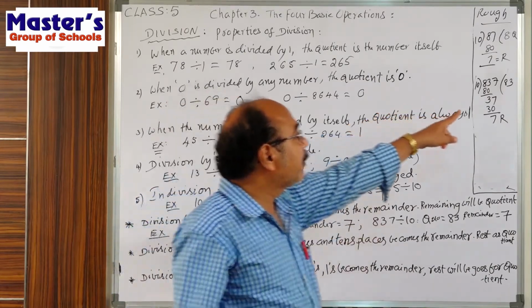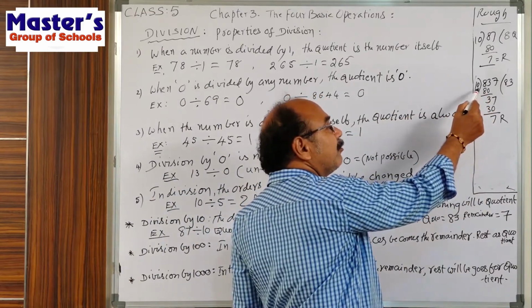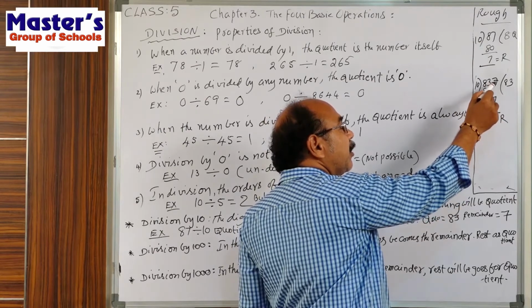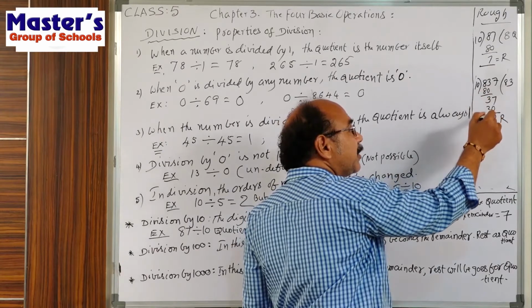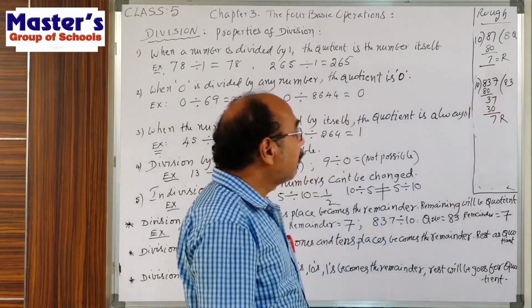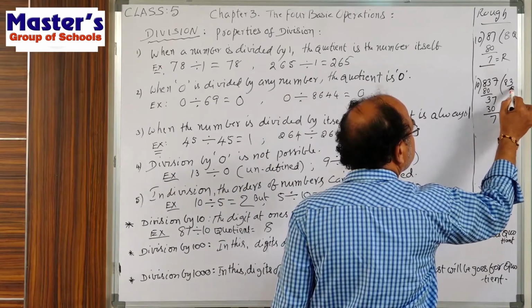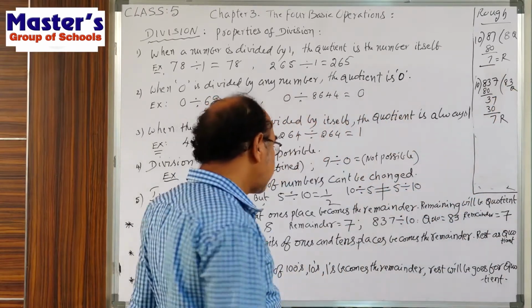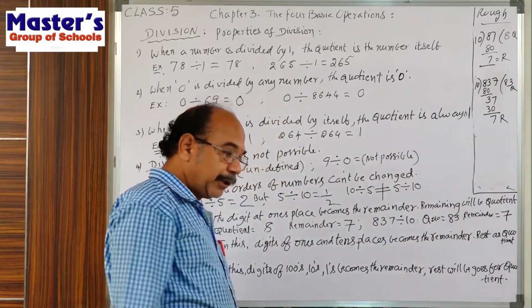837 is divided by 10. First, how many times? 8 times. 10 8s are 80. Now 7 is to be brought down. Then 37, 10 3s are 30. So what is the quotient here? 83 is the quotient. Remainder is 7. Okay, children, that is division by 10.